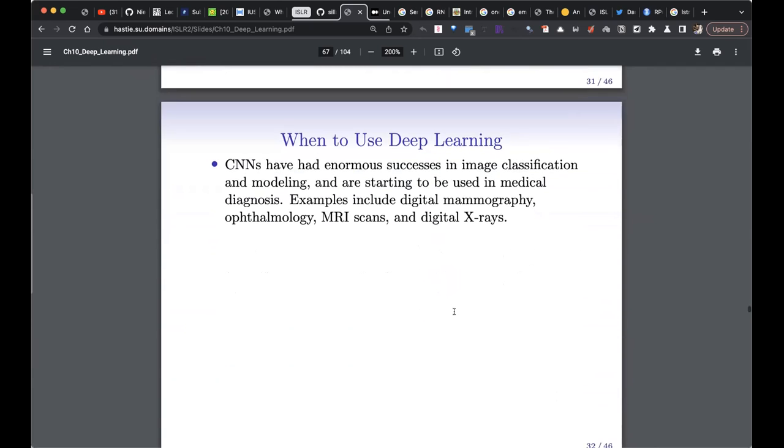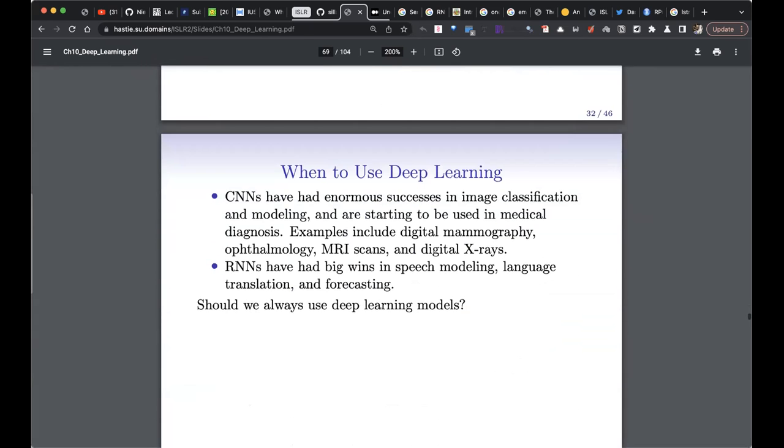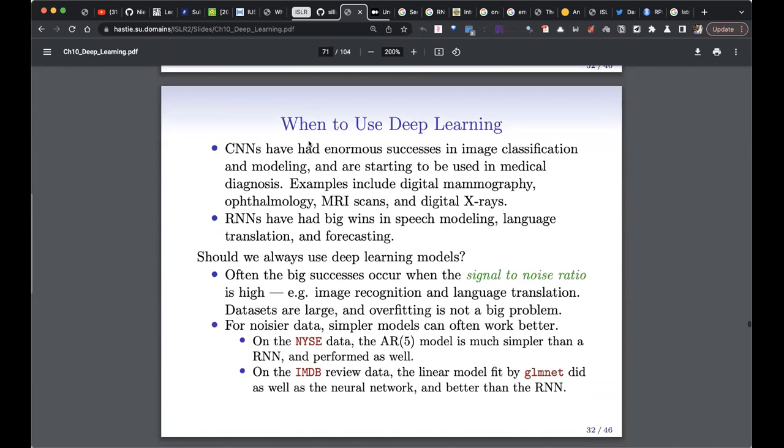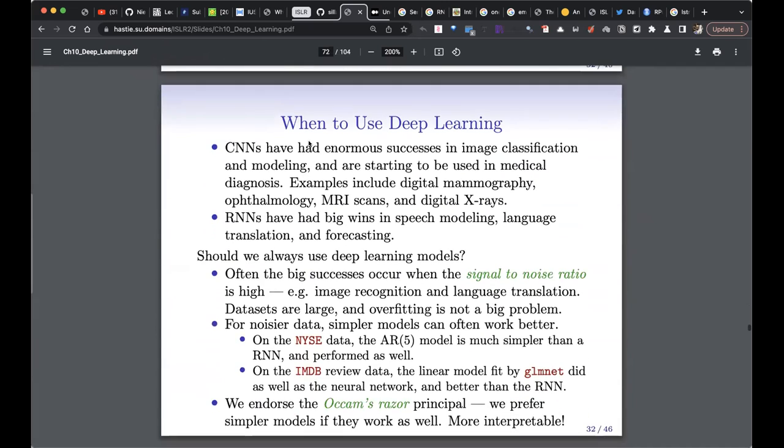Okay, so when to use deep learning? We saw that deep learning achieves a good performance, right? A competitive result, but we have already seen that GLMNet has a good performance as well. So when to use which?